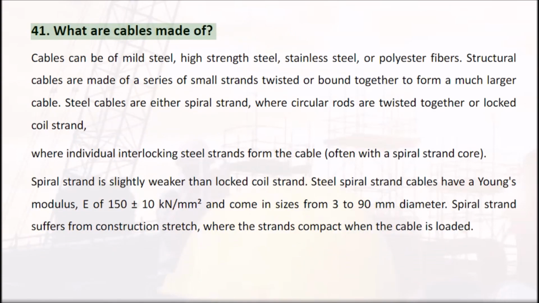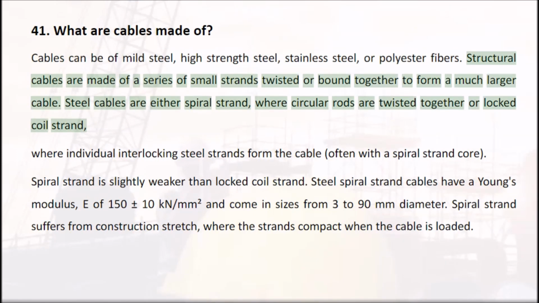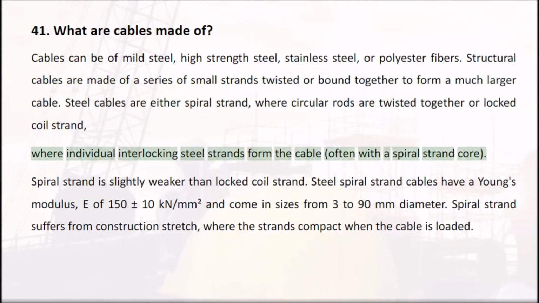What are cables made of? Cables can be of mild steel, high-strength steel, stainless steel, or polyester fibers. Structural cables are made of a series of small strands twisted or bound together to form a much larger cable. Steel cables are either spiral strand, where circular rods are twisted together, or locked coil strand, where individual interlocking steel strands form the cable, often with a spiral strand core.